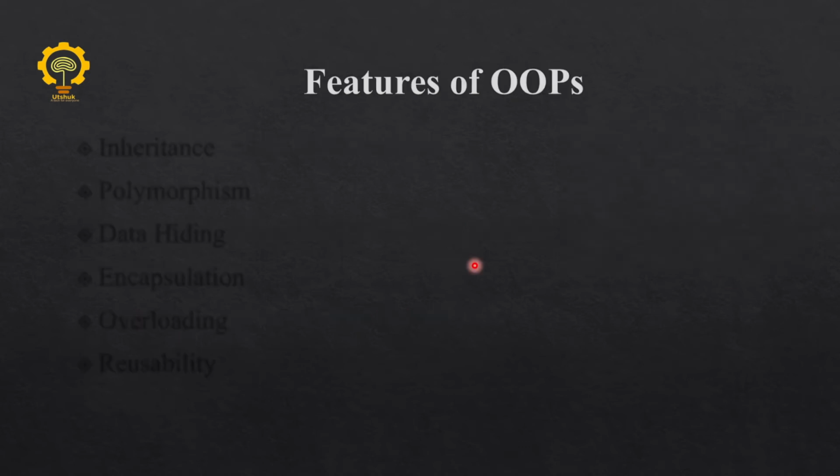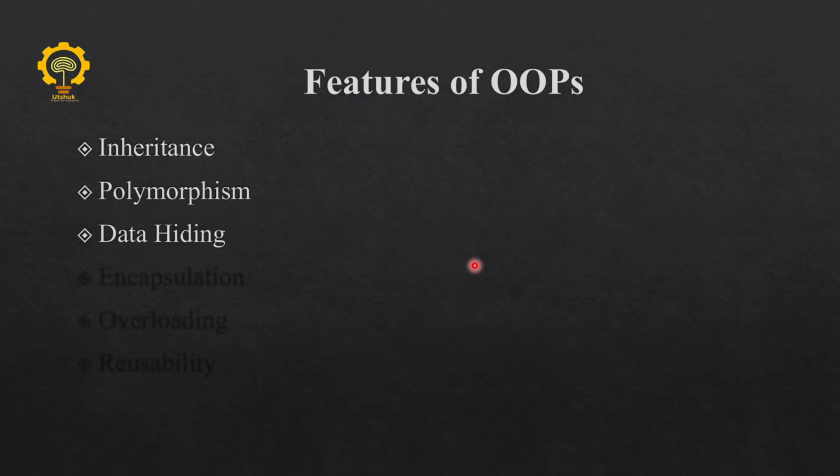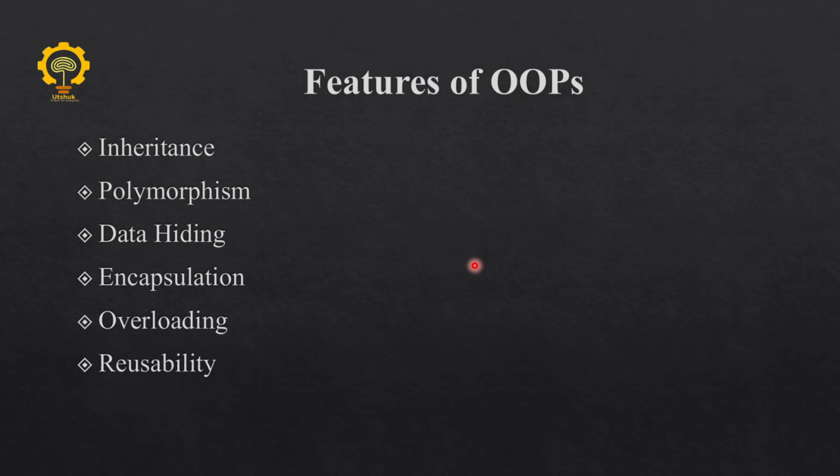Now let's see the features of object oriented programming. There are various features of object oriented programming like inheritance, polymorphism, data hiding, encapsulation, overloading, and reusability. In upcoming videos we're going to be discussing inheritance, polymorphism, encapsulation, and overloading one by one. These are the basic features of OOPs. In order to understand object oriented programming practically, let's move to the NetBeans IDE.